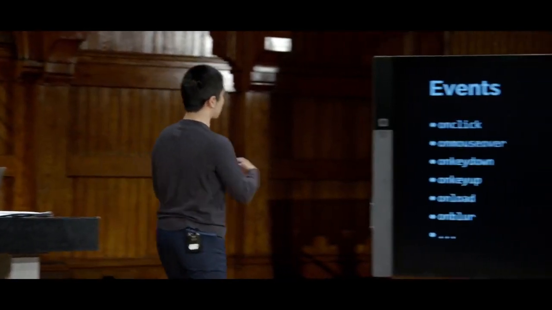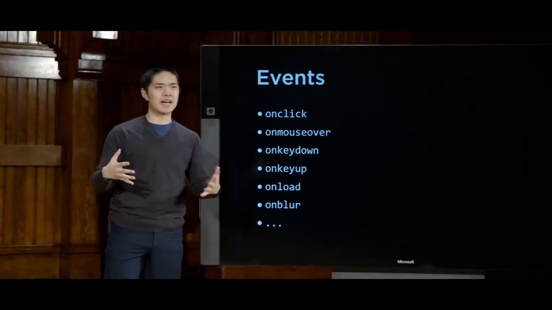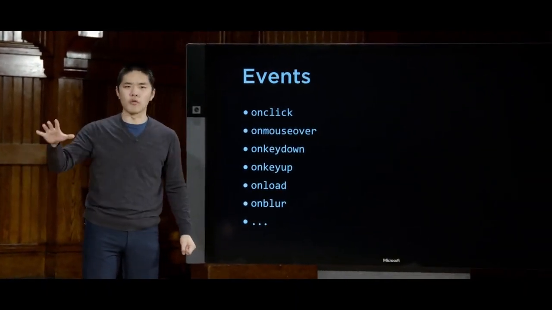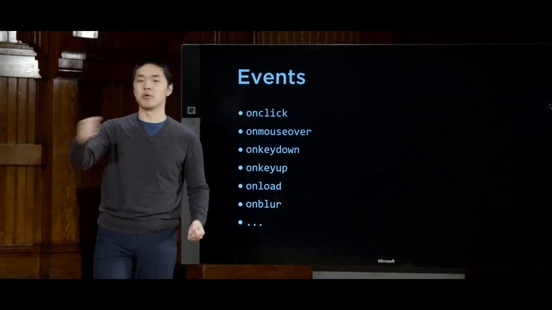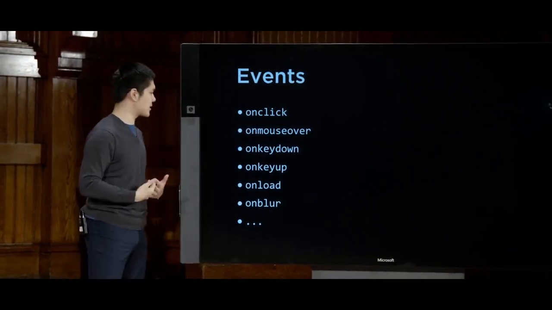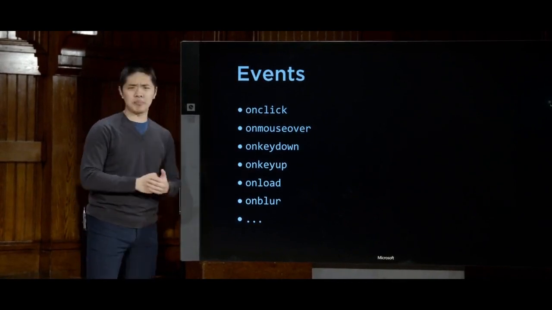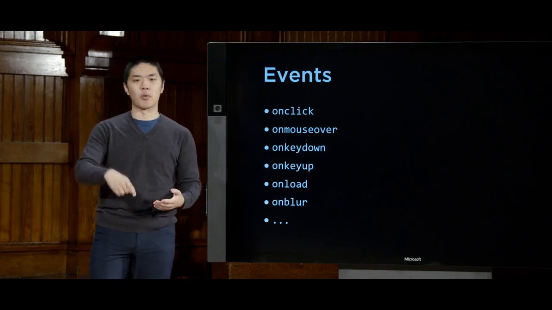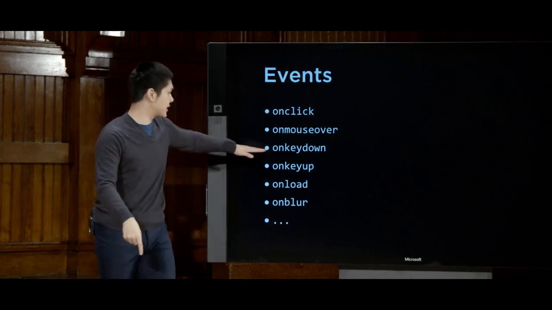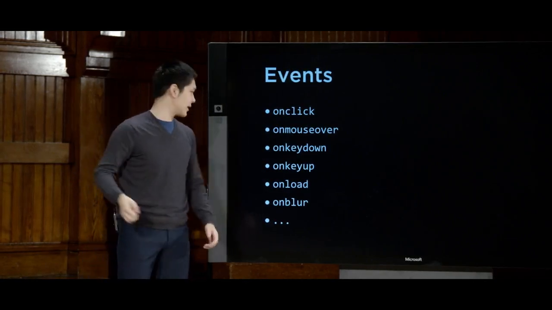There's onClick, which we've seen already. OnMouseOver can detect when you mouse over something, when you're hovering over a particular element. If you've ever seen websites that somehow respond when your mouse moves over something, that can be how it's implemented. OnKeyDown and OnKeyUp can respond to keyboard events, something like when you press a key on the keyboard. When you press down on the key, that's OnKeyDown. And when you lift your finger off the key, that's OnKeyUp.